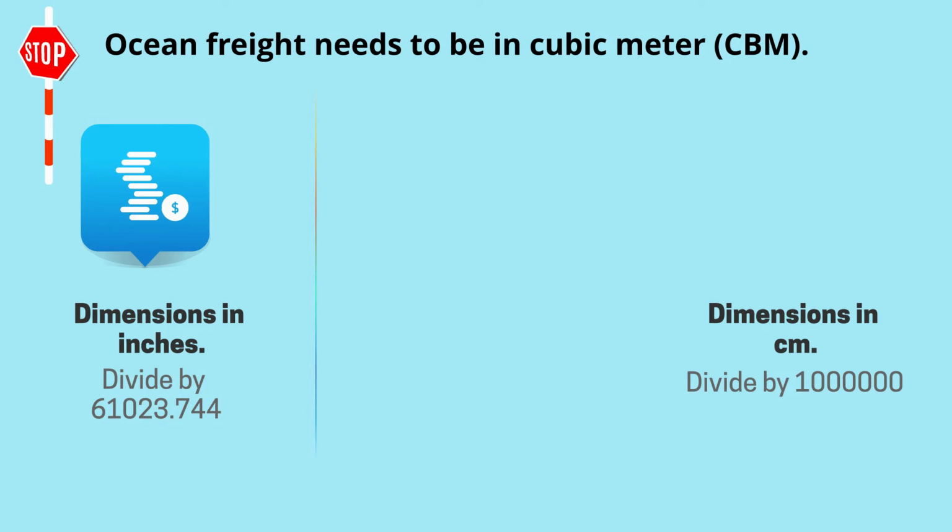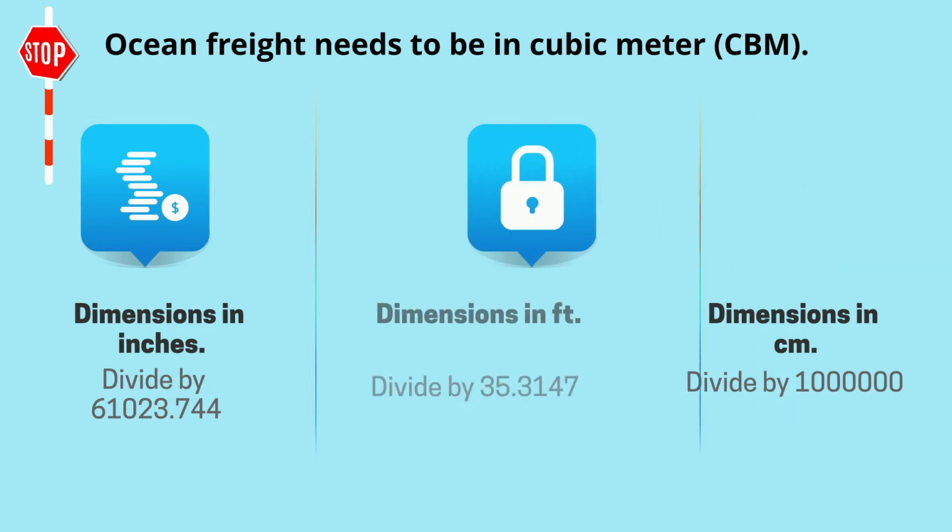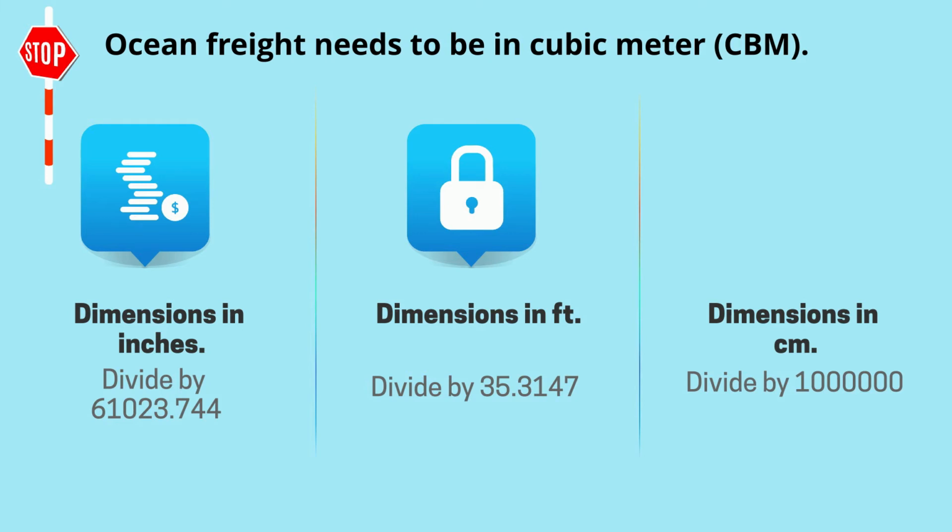If your dimensions are in inches, you need to convert to cbm by dividing by 61023.744. If your dimensions are in feet, you convert to cubic meter by dividing by 35.3147. And if your dimensions are in centimeters, you convert to cubic meter by dividing by 1 million.